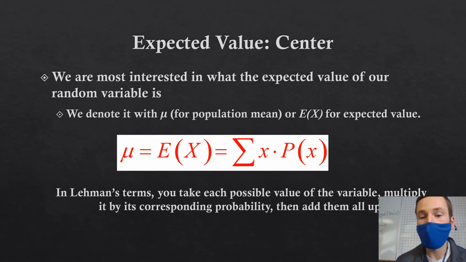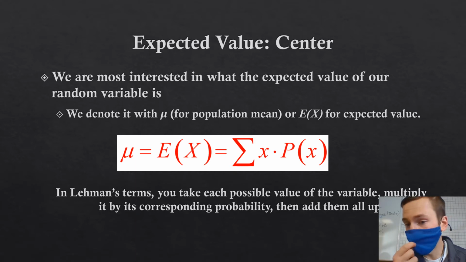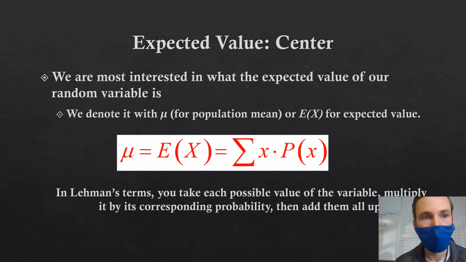You see we have the sum symbol, meaning we're going to be adding, and then we have x times the probability of x. In other words, we are going to take every possible value for our random variable, multiply it by its corresponding probability, and then add that to all the other possible outcomes and their probabilities. So let me show you an example of this. I think you'll do just fine once you see an example.